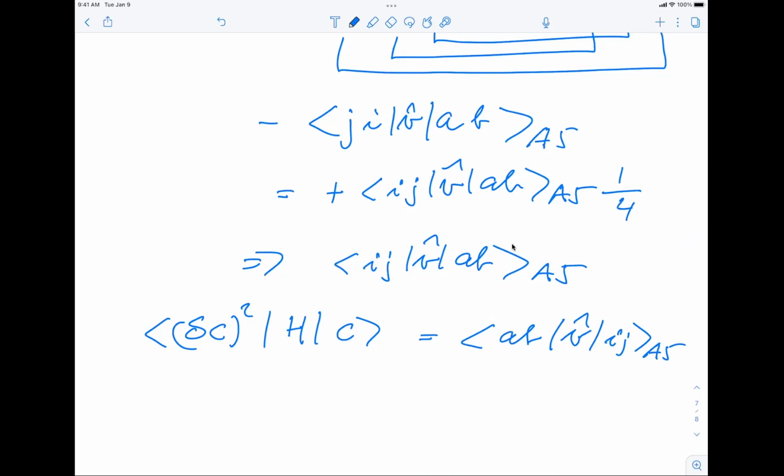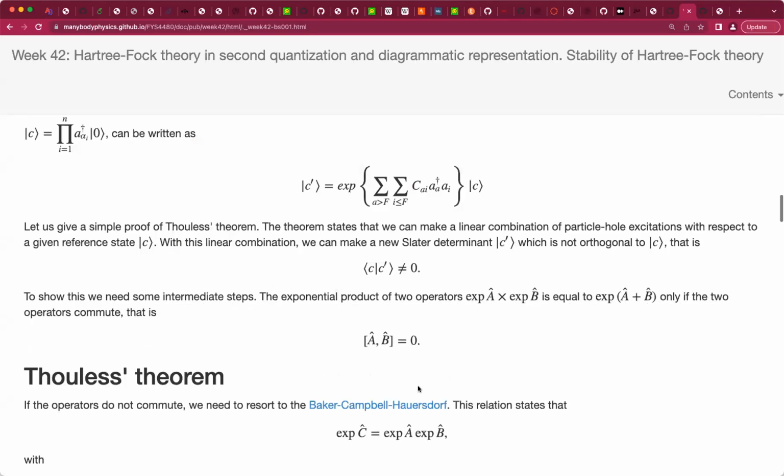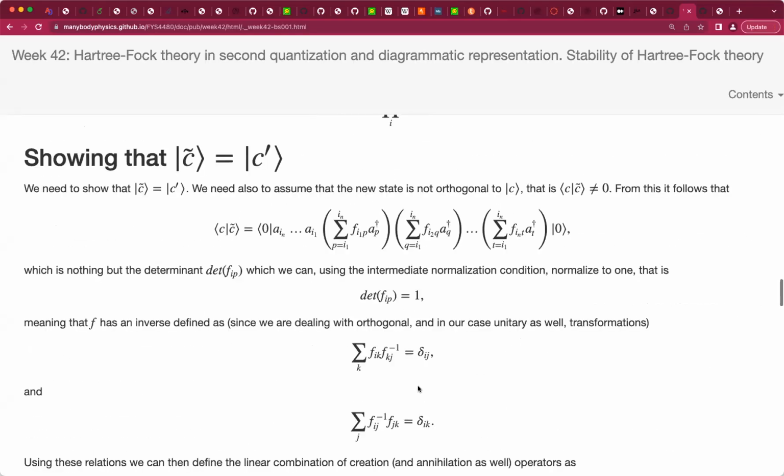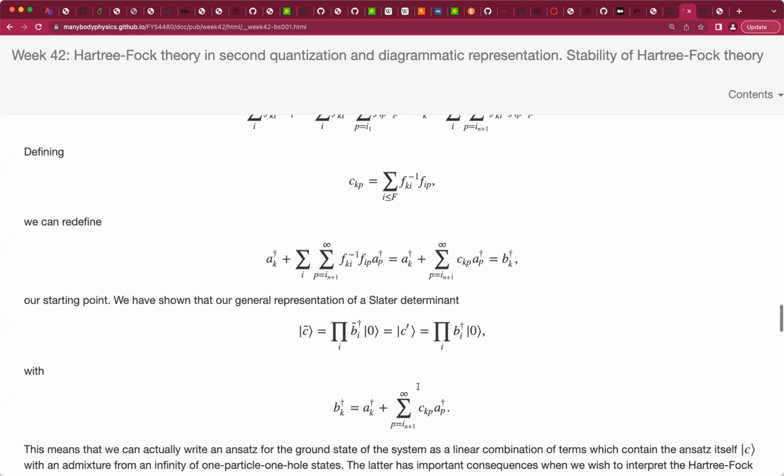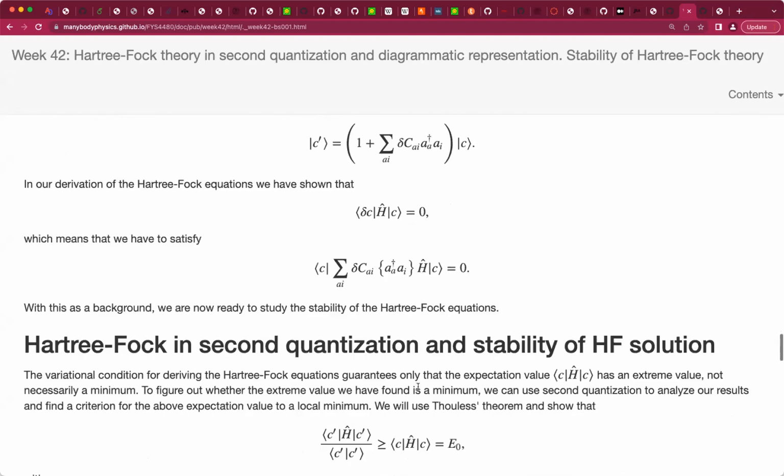So I invite you to take a look at this kind of exercise. It's perhaps not the most exciting one, but what I wanted to do now to conclude is to go back to the slides and see how we can collect everything. And then tomorrow, in the first lecture, we are just going to discuss the Thouless theorem.